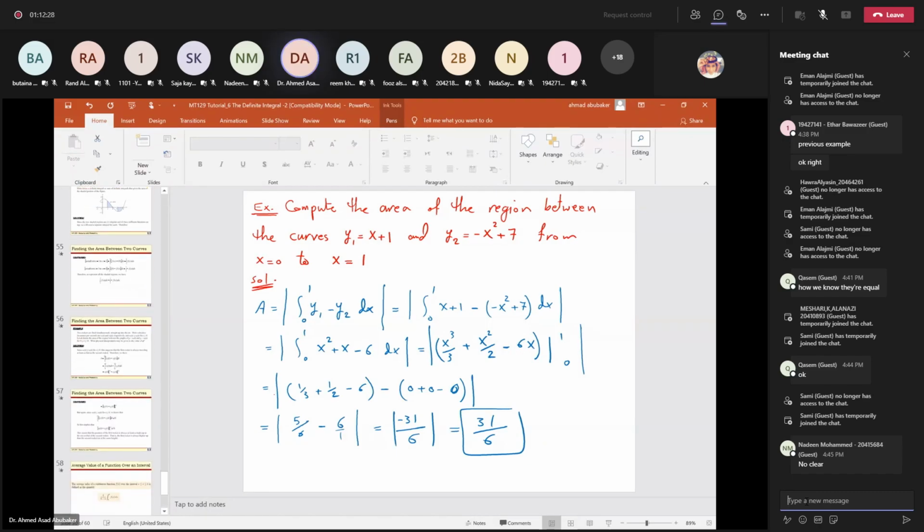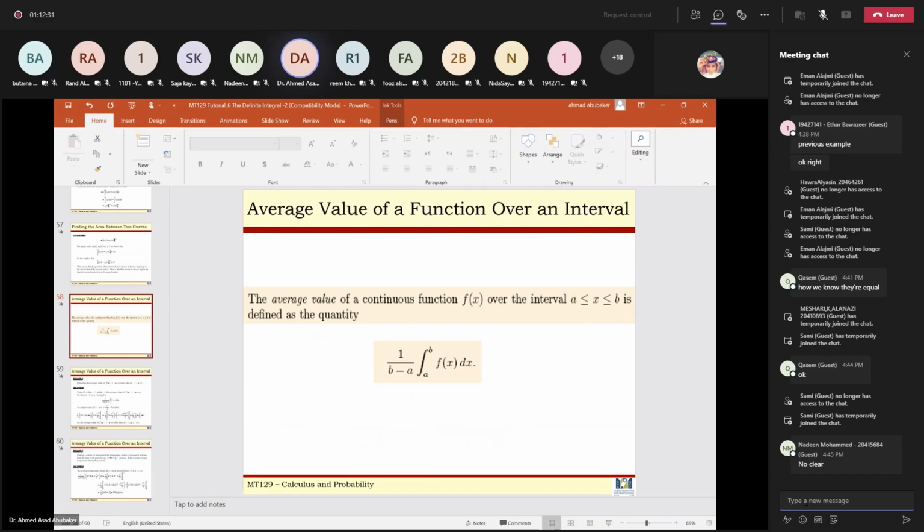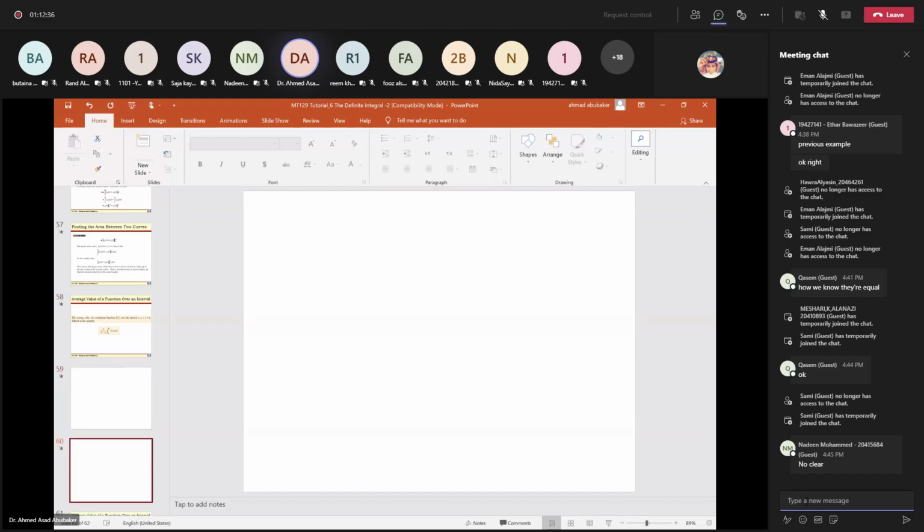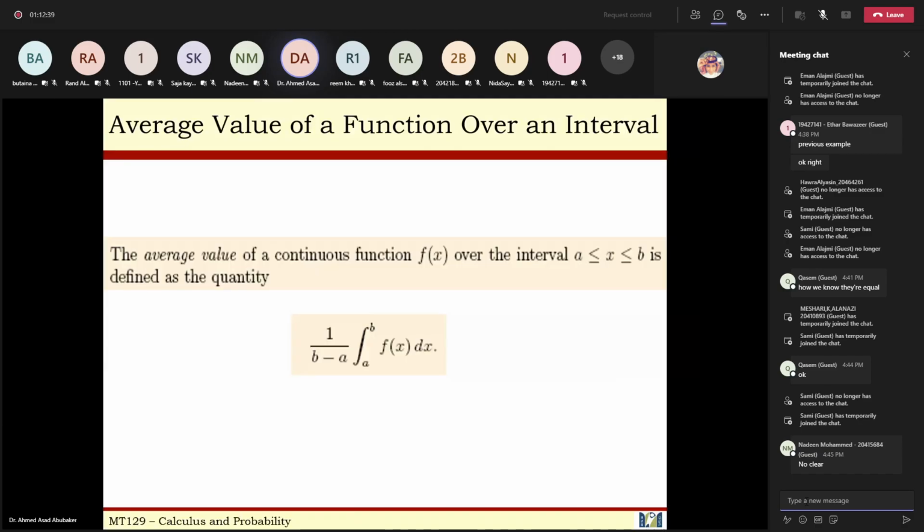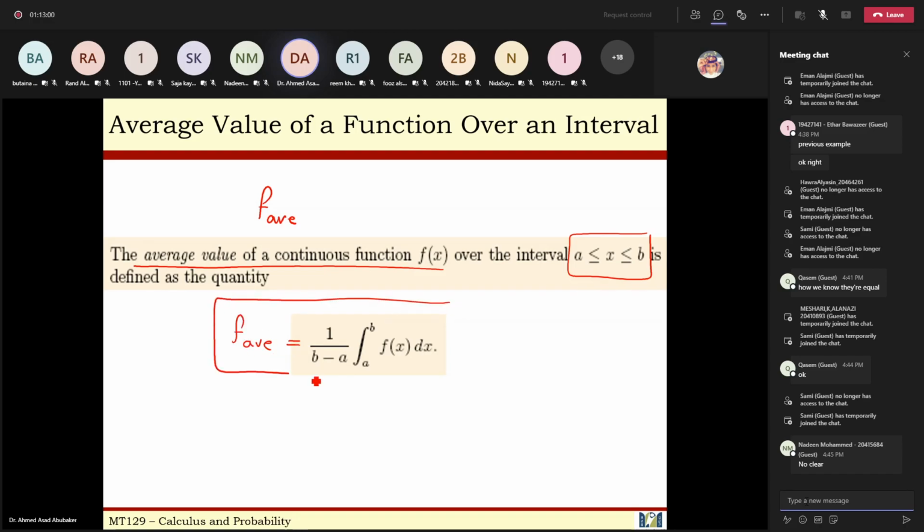We have another application: the average of the function. If we need to find the average of the function f of x, f average, on the interval from a to b, we can find it by this formula.